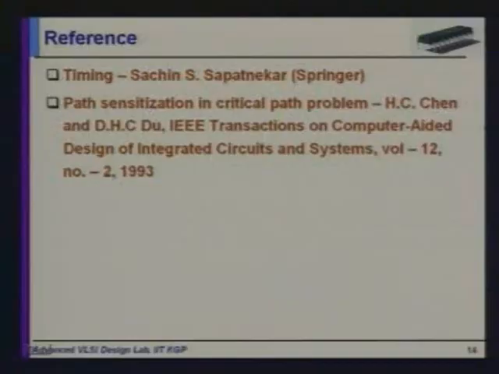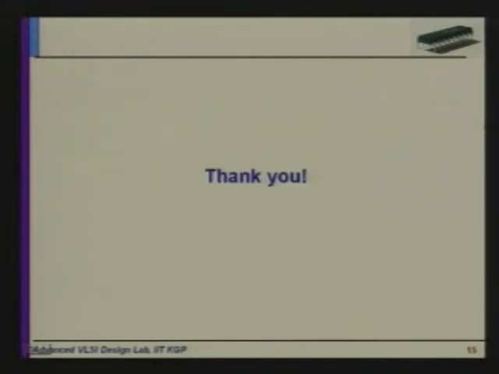The two things that I have considered here, for reference: there's a book with the title Timing. It starts from the transistor level, RC level, and goes to sequential circuit and gate level. This book is available online on the Springer website. You can download the PDF files there. And then the algorithm that I have told for floating mode is from this paper. So that's all.